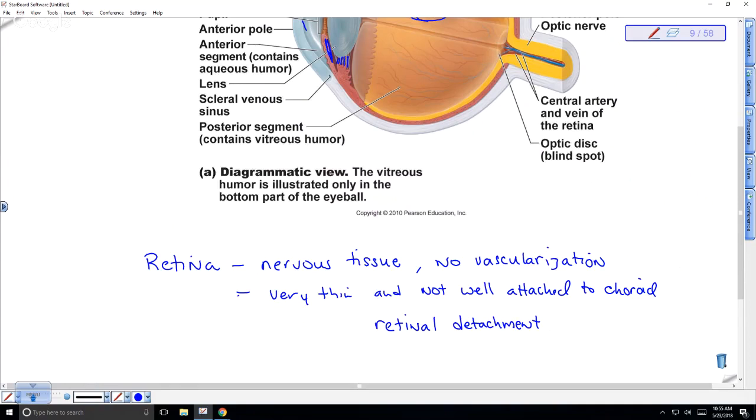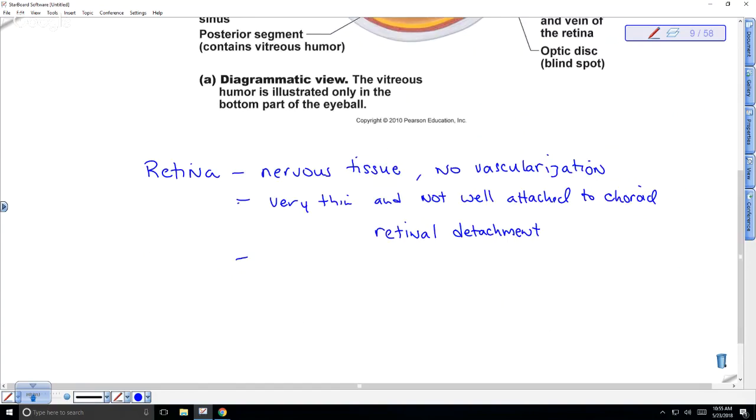This is where we have the photoreceptors. So this is where photoreceptors are located. Everything else in the eye is responsible for focusing that light directly onto the retina. So the photoreceptors can absorb the light energy, transduce it into an action potential, and send it out of the eye via the optic nerve.